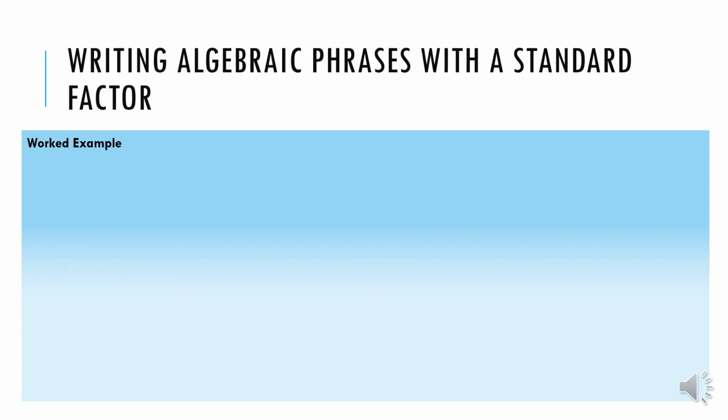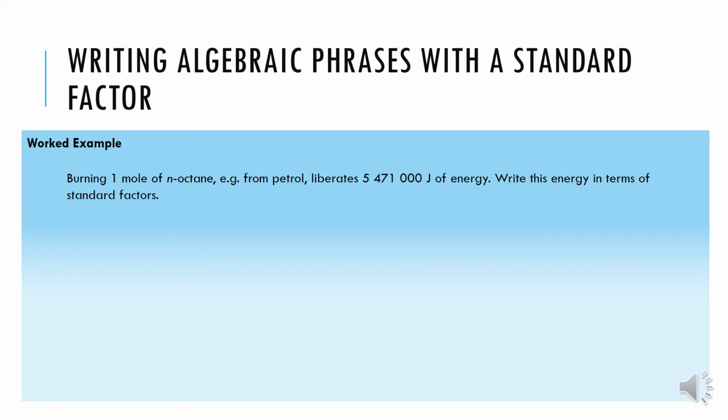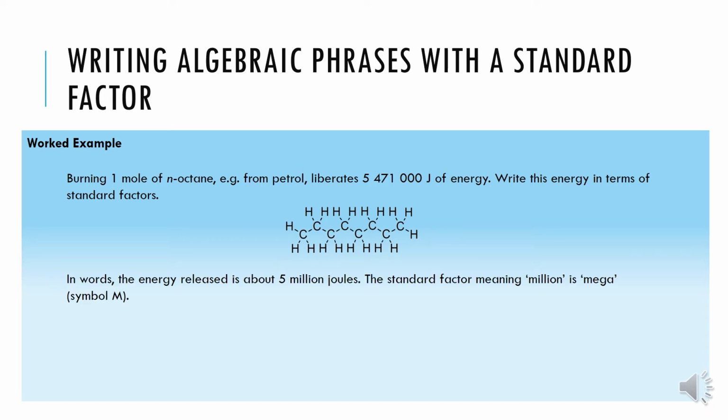So let's have a look at a worked example where we use these standard factors. Burning 1 mole of n-octane liberates 5,471,000 joules of energy, and the worked example asks us to write this energy in terms of a standard factor. And there is n-octane. So in words, we know that the energy released is about 5 million joules.